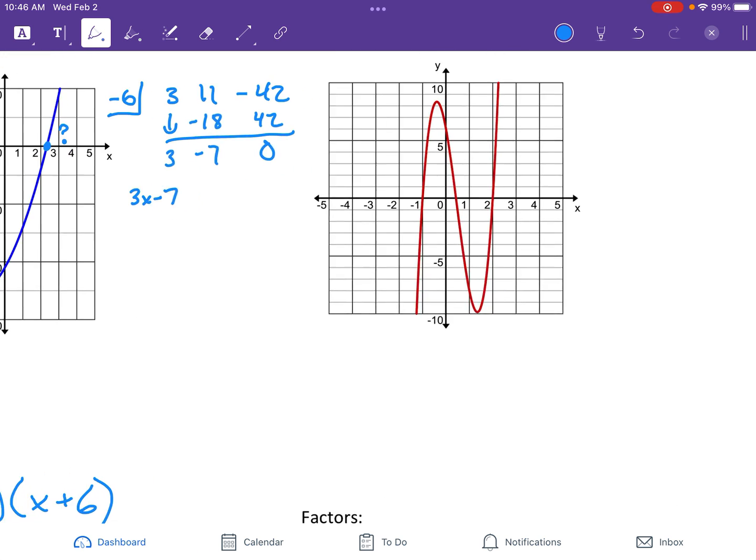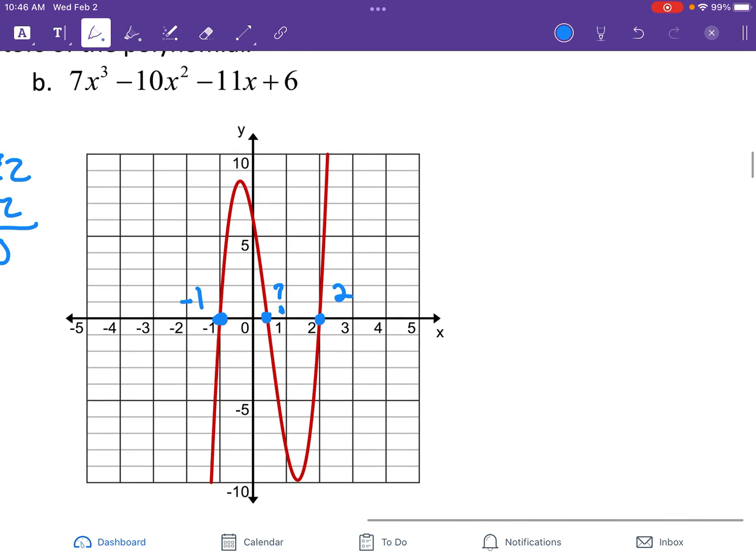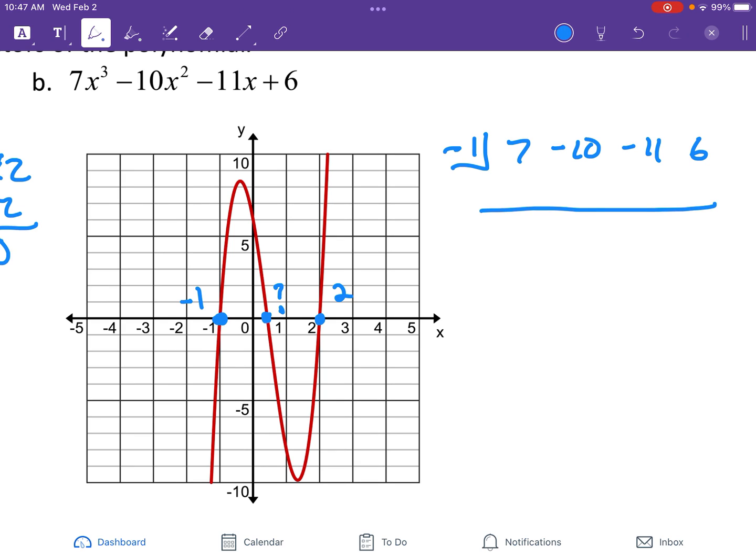Okay. Same idea for the next question. It's just a bigger problem. We have a point here, which is at negative 1, a point here, which we have no idea, and a point here, which is positive 2. So we're going to use the points that we do know to divide the polynomial that we have. I'm going to start with negative 1. So I have 7, negative 10, negative 11, and positive 6. So I drop the first number, gives me 7, times negative 1 is negative 7, which gives me negative 17.